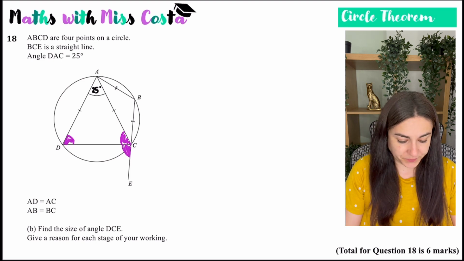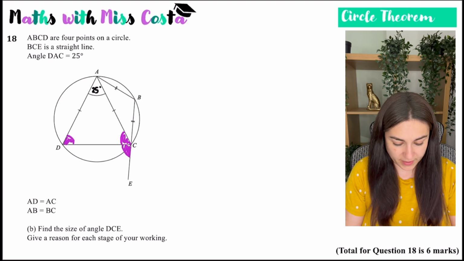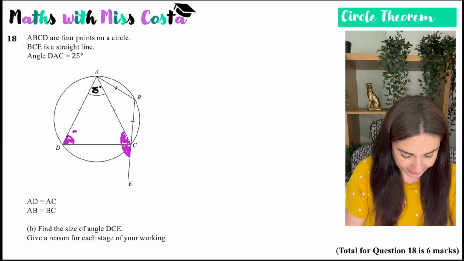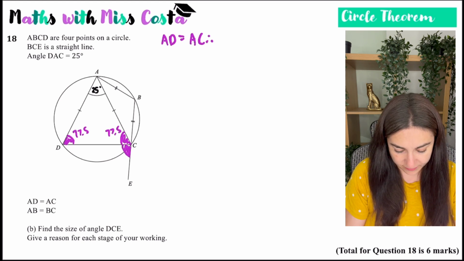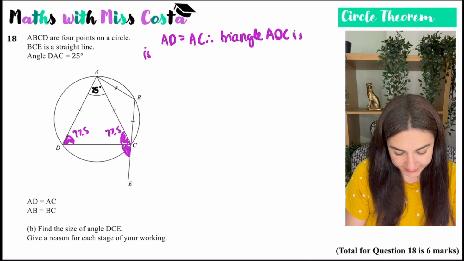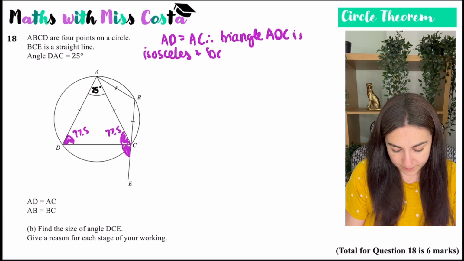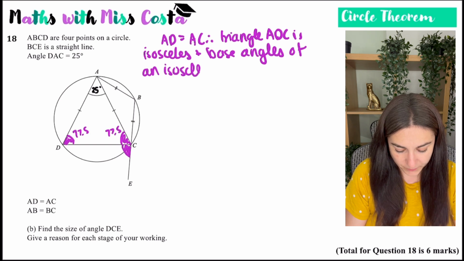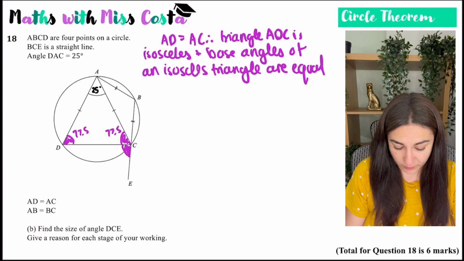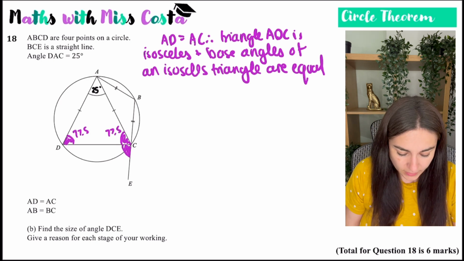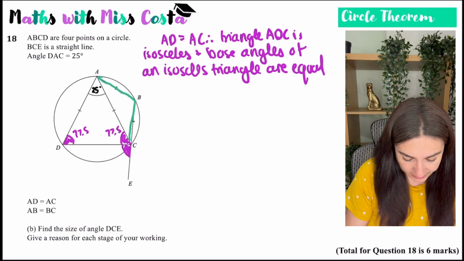So 180, take 25, is 155, divided by 2 is 77.5. And the reason I've done this is because AD equals AC, therefore triangle ADC is isosceles, and base angles of an isosceles triangle are equal. It wants reasons, so that would be my reason. Next, I know that AB equals BC.